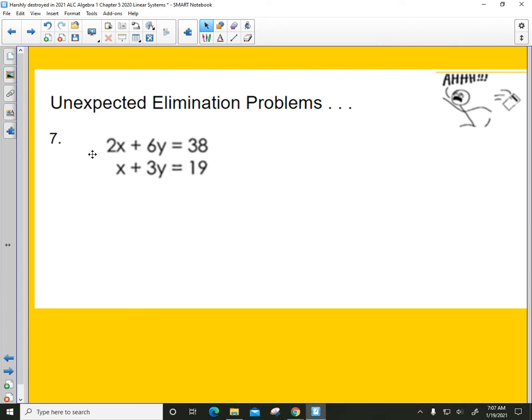So I want the two numbers to match in front, but I want one of them to be positive and one of them to be negative. So I'm going to try and get them both to be 2. So I'm going to wrap this one up in parentheses. And instead of just multiplying by 2, I'm actually going to multiply by -2. And that'll make it so that one will be positive and one will be negative. Okay, so nothing changes here. It's still 2x plus 6y equals 38.